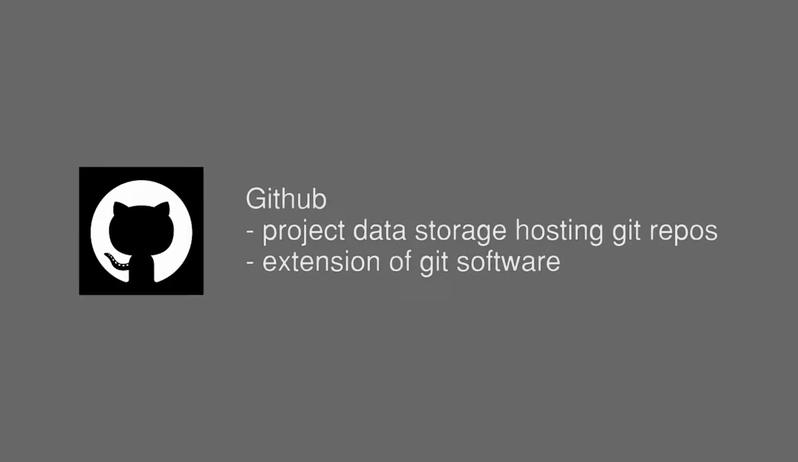GitHub is a project data storage service that allows you to host your Git repositories. GitHub is therefore not the same as Git, but a natural extension of the use of the software. A competitor to GitHub would be Bitbucket.